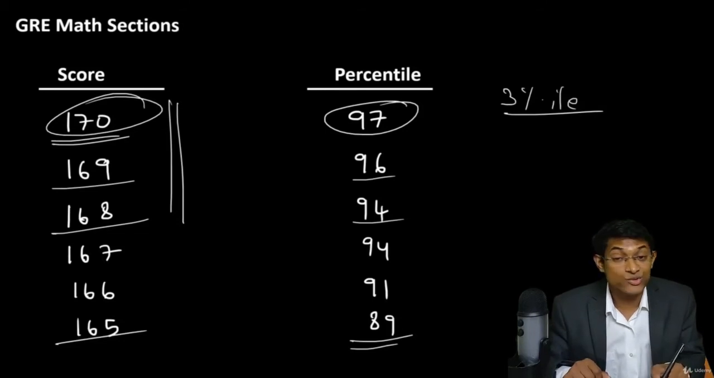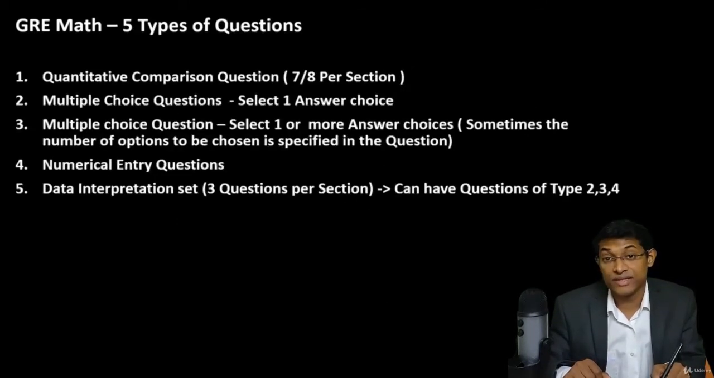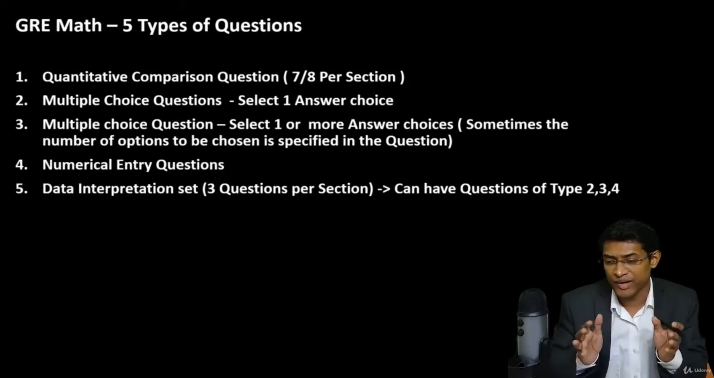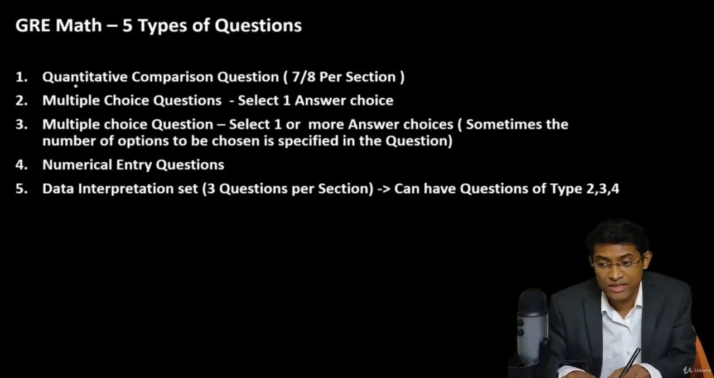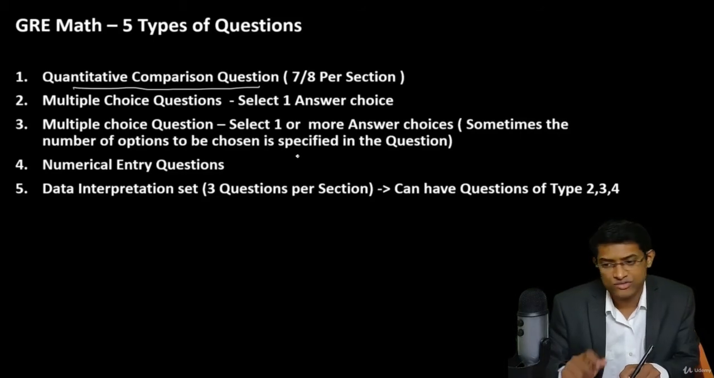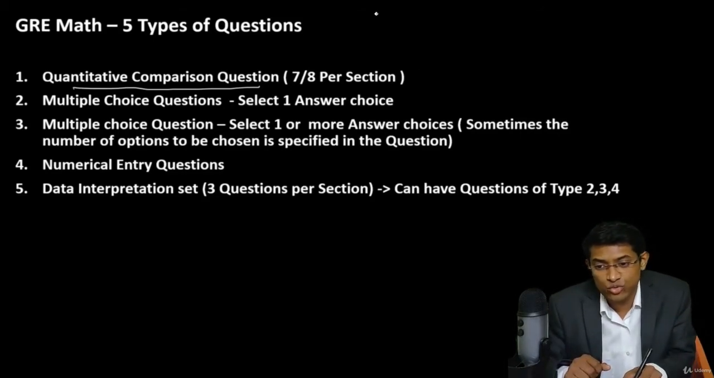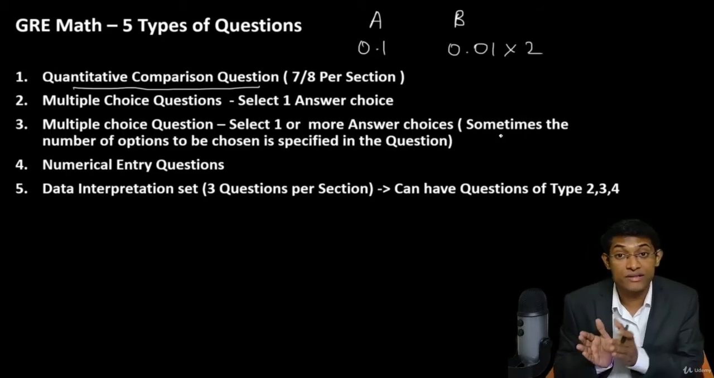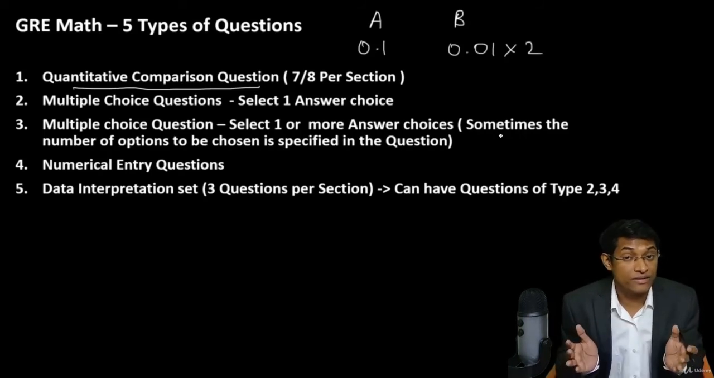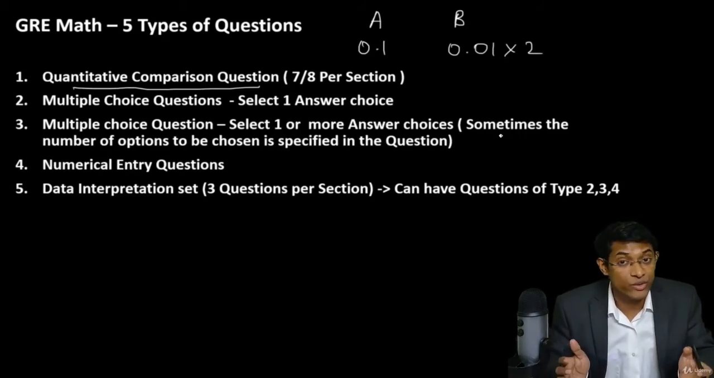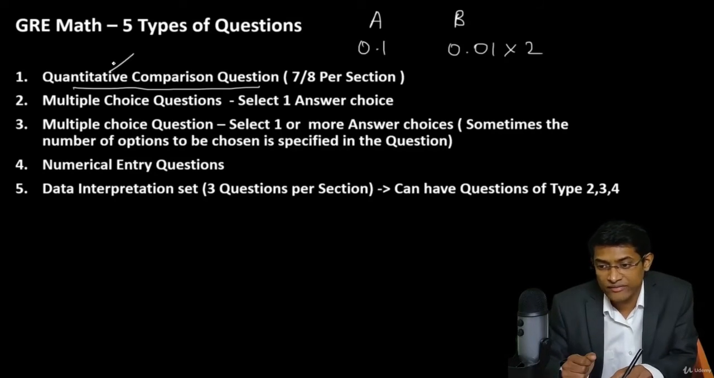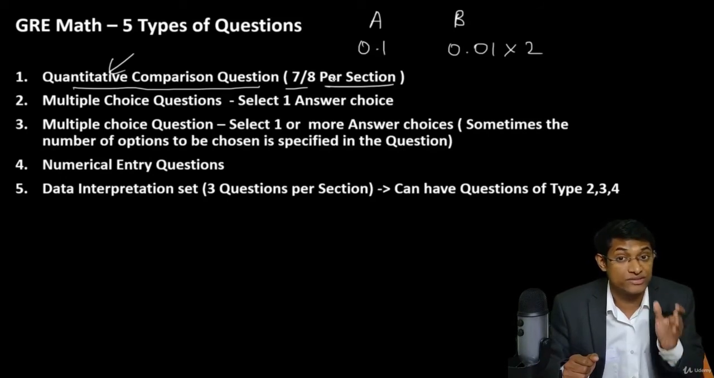All right, now let's quickly see the 5 types of questions that GRE asks in the GRE math part. The first type of question over here is quantitative comparison questions. So what's this type of question? You will be given 2 items. Say for example, option A is 0.1 and option B is 0.01 into 2. Now you need to find out whether A is greater, B is greater, or both of them are equal, or whether you cannot determine which one is greater. So that's this quantitative comparison type question. Now per section you will get approximately 7 to 8 questions of this type.